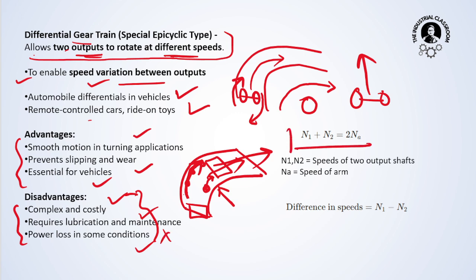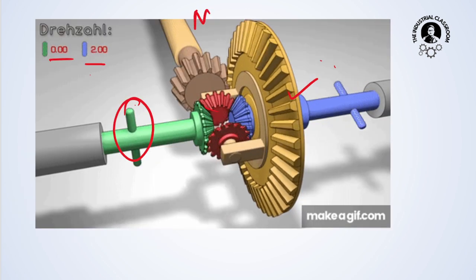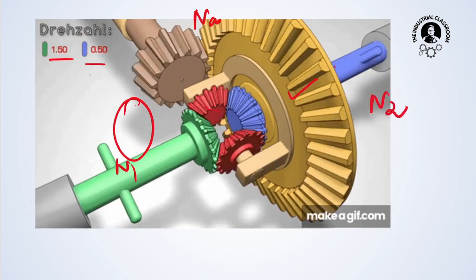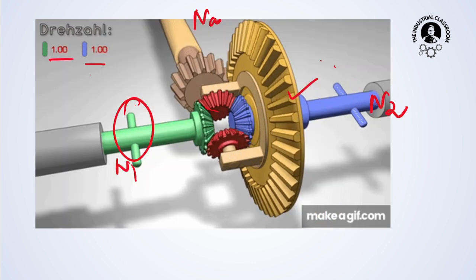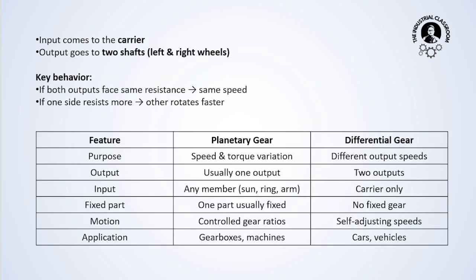Now for the differential gears, we need to know that n1 plus n2 is equal to 2na, where n1 and n2 are the speeds of the two output shafts. So this is output one, this is output two. Here you can see this is the arm. This is the arm na, this is n1, and this is n2, right? So n1 plus n2 is equal to 2na, and the difference in speed is equal to n1 minus n2. So I believe that you have understood all these.